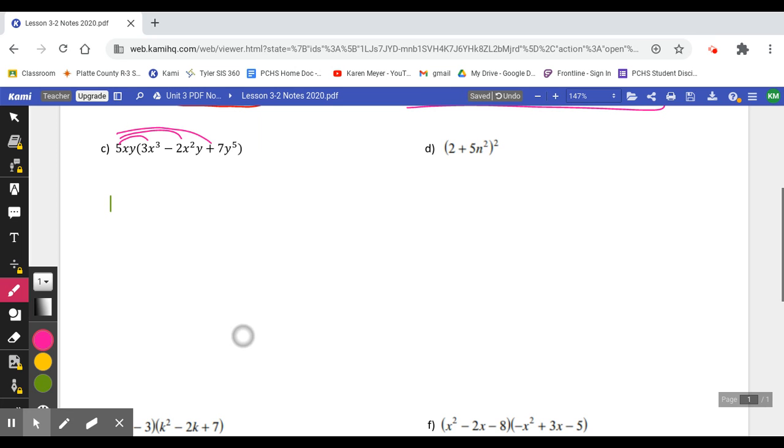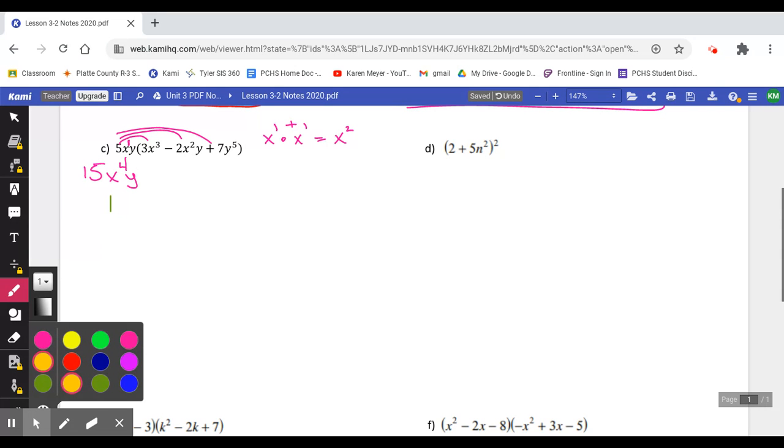So multiply the coefficients. 5 times 3 is 15. And then you have to remember the exponent property that says when you are multiplying, you add your exponents. So here I'm going to put in a magic little 1 for x. And for x, 1 plus 3 gives me x to the 4th. There are no y's with the first one, so I don't have anything to add to that y, so we're just going to keep that y the same.